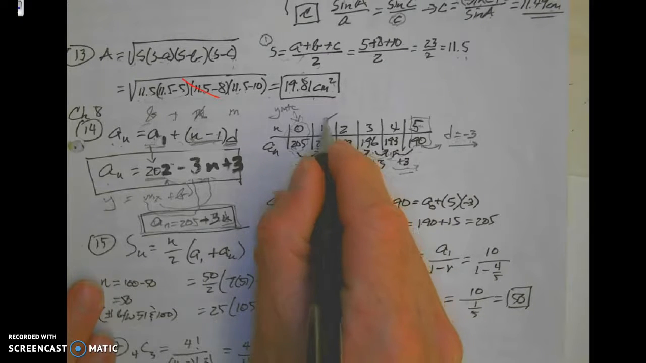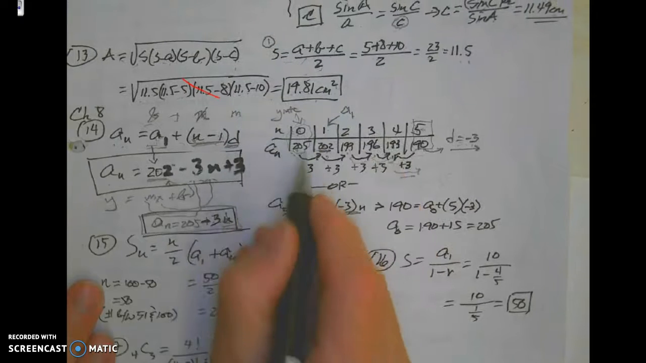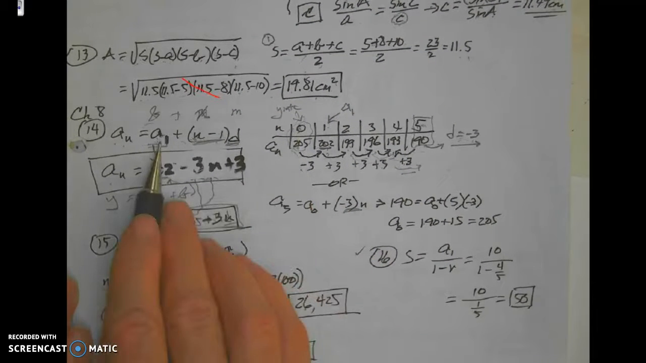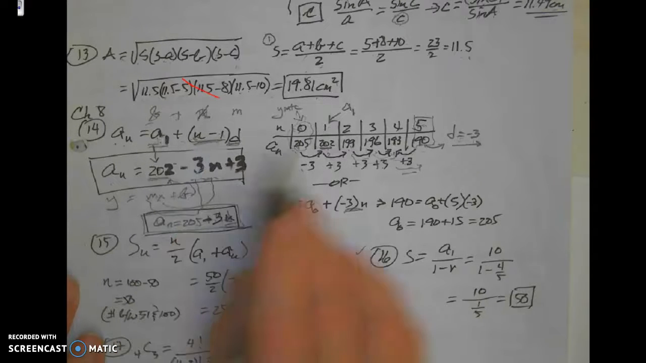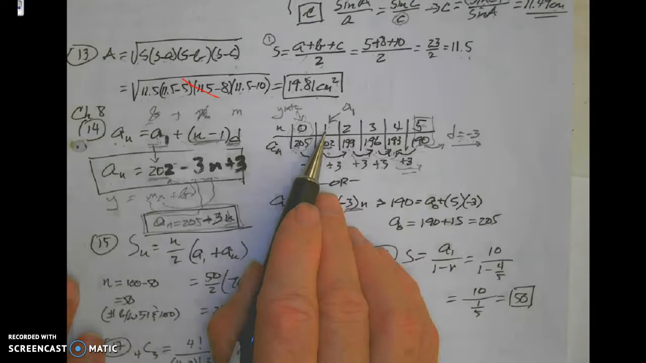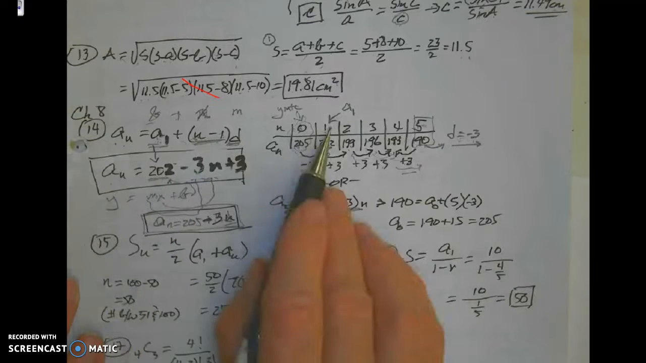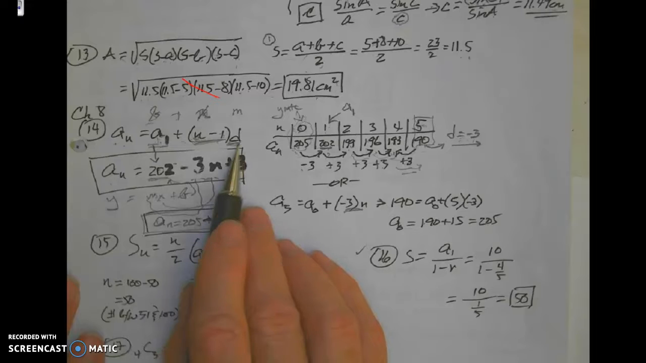And that right there is my a sub 1 term. If I wanted to go a step further, I could find a sub 0, but I don't need that. I can just plug a sub 1 in, which is 202. My nth term right here is this number, which is going to be, just leave it as n minus 1. You don't need to put the 1 in. Just leave it as n minus 1 and put in your d value, which is -3.